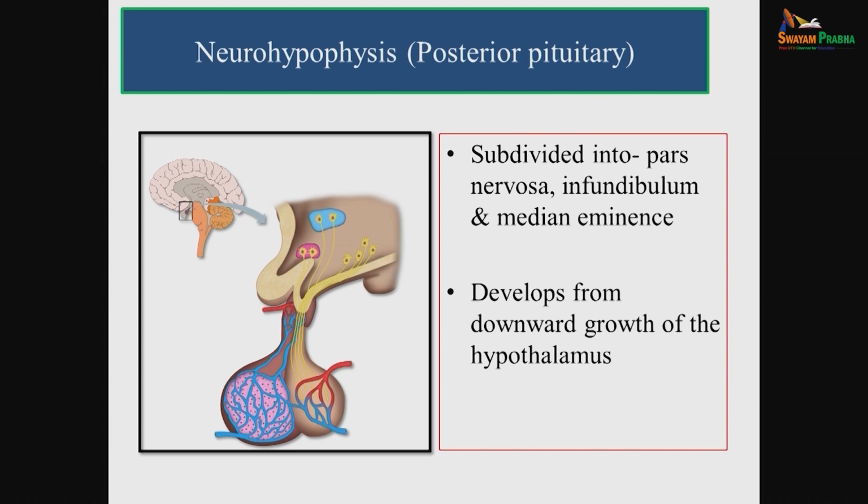Hence, the posterior pituitary lobe is completely different from the anterior pituitary. It contains nerve fibers which extend from the hypothalamus and end in the pars posterior, and it stores the hormones secreted from the hypothalamus.